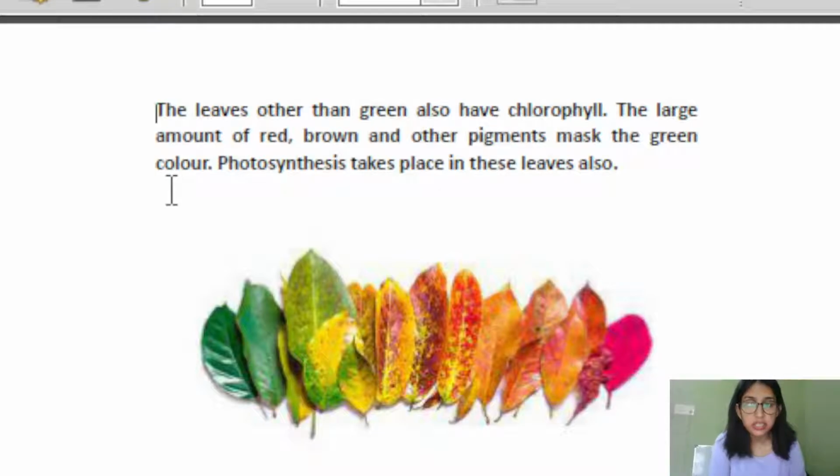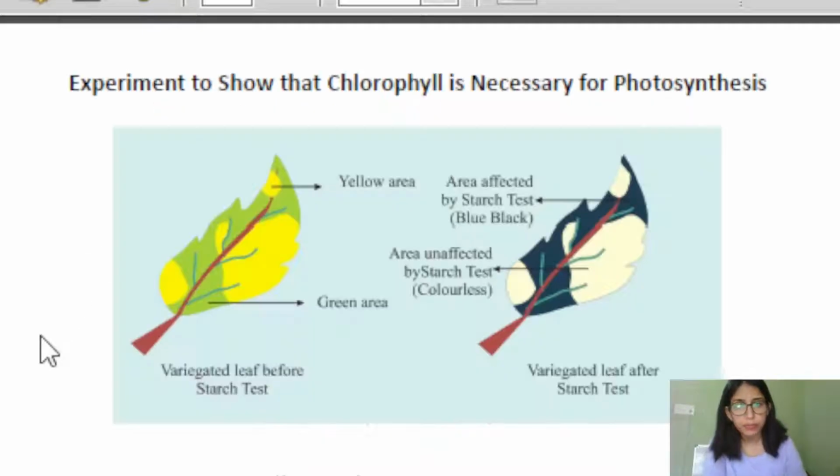So we are saying that the leaves which have a color other than green are also having a certain kind of pigment that is similar to chlorophyll, basically different forms of chlorophyll. So the larger amount of red, brown and other pigment masks the green color. Photosynthesis takes place in these leaves as well. It is not necessary that only the green chlorophyll will undergo the photosynthesis process, but other leaves which have different types of chlorophyll can also undergo the process of photosynthesis.